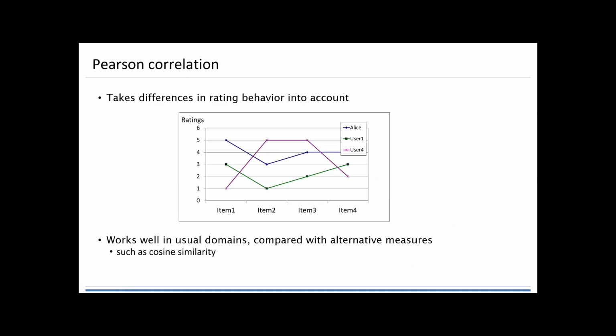So if you look at the visualization, you may see how Alice compares to user 1 and to user 4. Alice is represented in this blue color, and for user 1 you can see the pattern is similar, but for user 4 the pattern is totally different. So it works well in the usual domains when compared with the alternative measures. You can also use the cosine similarity, but in the user-based similarity, usually we use the Pearson correlation.